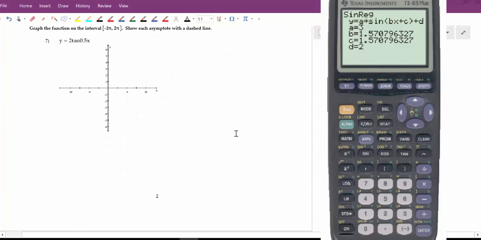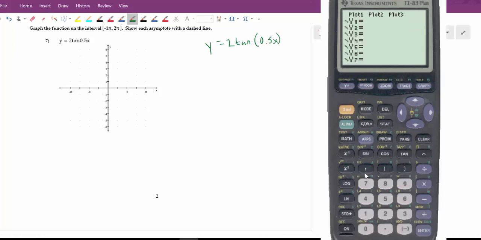Okay, then this last problem is just graphing. Generally on a tangent, cotangent, I have you graph and then show the asymptotes. But you can do this totally without a calculator if you want to. So you have y equals 2 tangent of 0.5x. Okay, so we're going to put this in radians. I've already got the graph kind of put together for you.